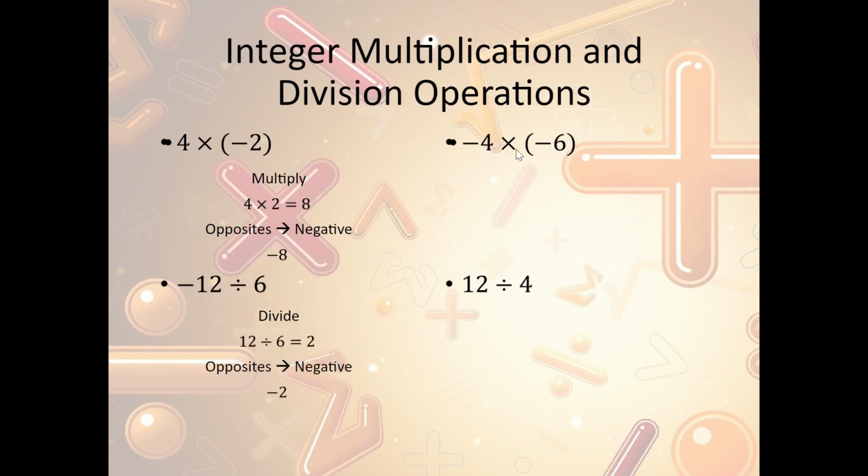Now here we have negative 4 times negative 6. So we're just going to go ahead and multiply. So 4 times 6 is 24. They have the same sign, so we're just going to make it positive. So this becomes positive 24.